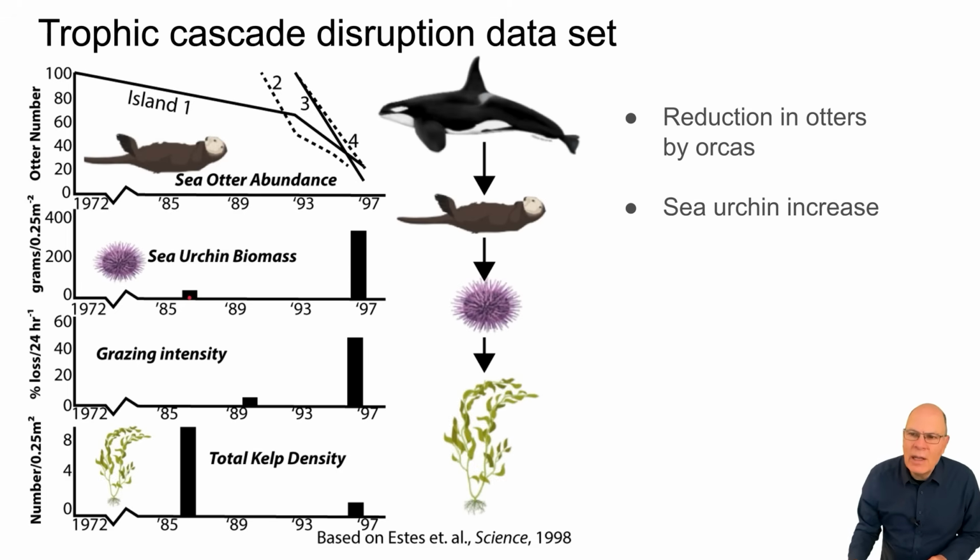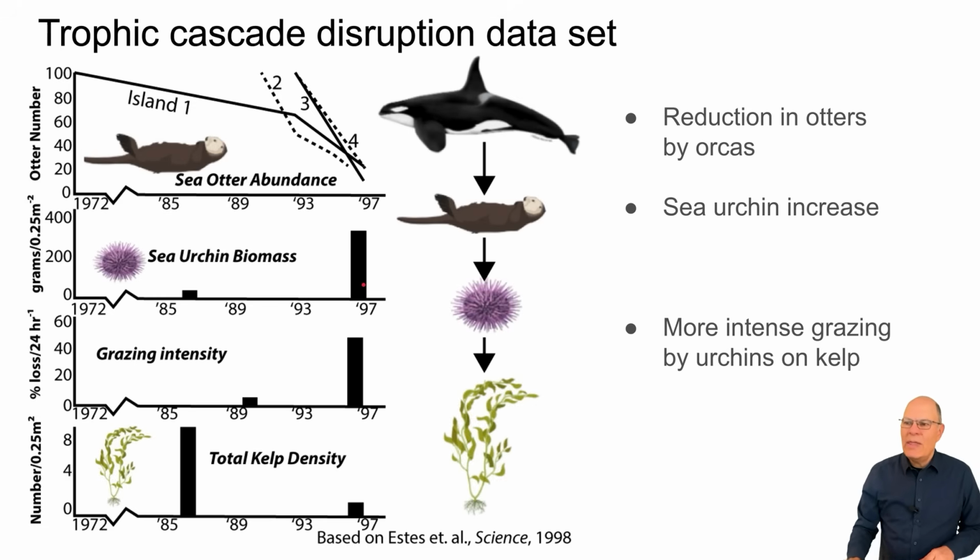Here it is in the late 1980s. Here it is just before 1997. That led to more intense grazing by sea urchins upon kelp. This is a measure of their grazing intensity, and that led to kelp forest decline, which you can see in the overall decrease in kelp forest density.